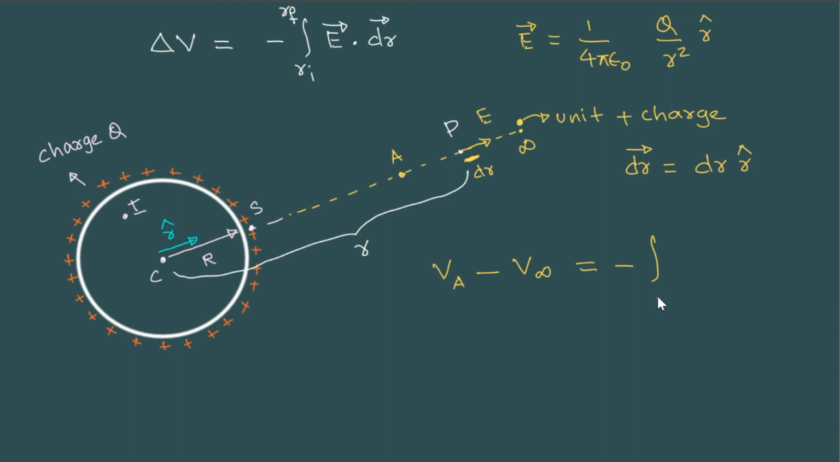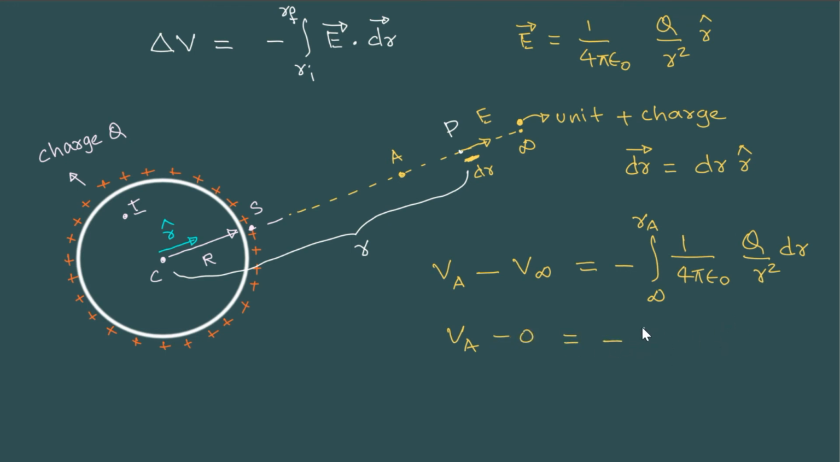So I'm coming from infinity, so let's say I'm going to go till RA. The position of A is RA from the center. You can imagine a vector from the center till A, which is RA. Now let's do the dot product. Here r cap dot r cap is just 1, so we can leave that out. So 1 by 4 pi epsilon naught q by r square dr.